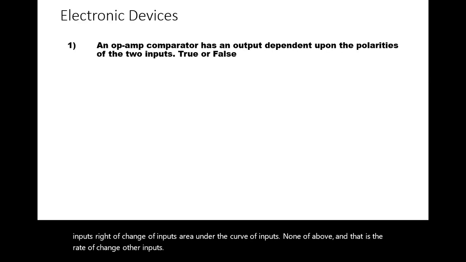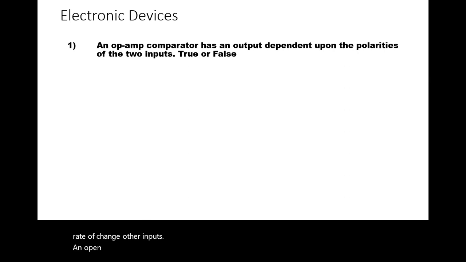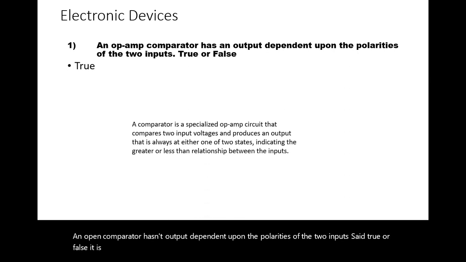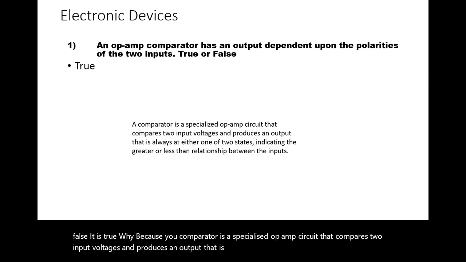An op-amp comparator has an output dependent upon the polarities of the two inputs. Is it true or false? It is true. Why? Because a comparator is a specialized op-amp circuit that compares two input voltages and produces an output that is always at one of two states, indicating the greater or less than relationship between the two inputs.